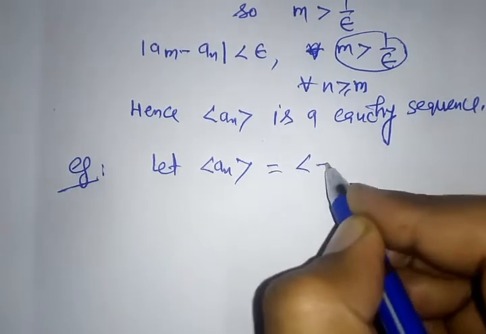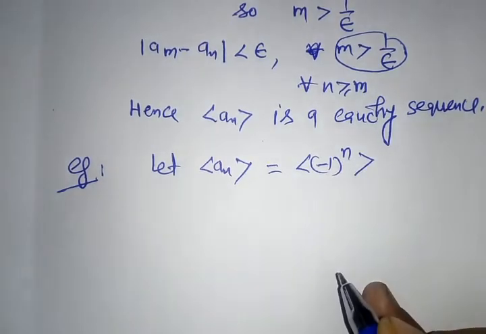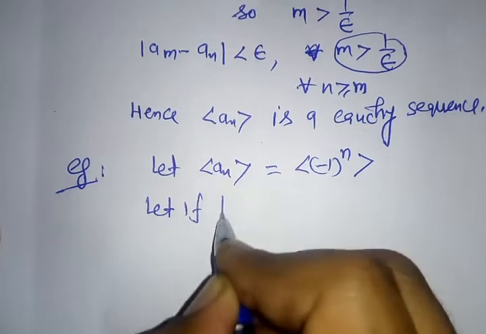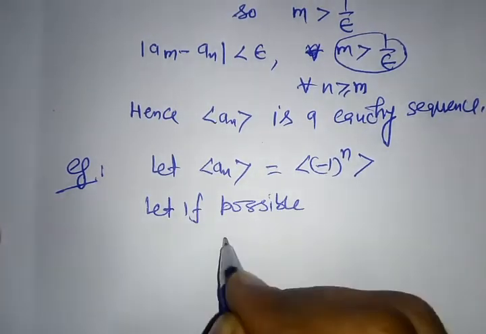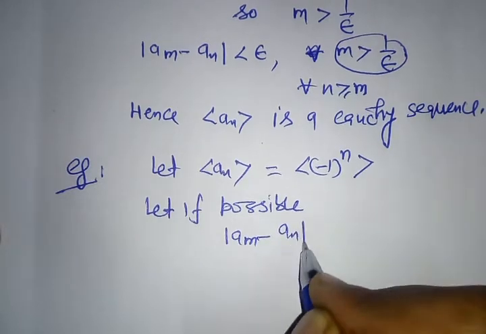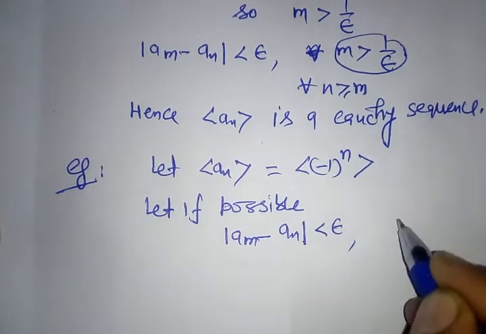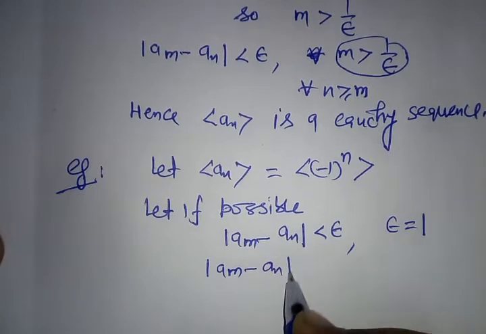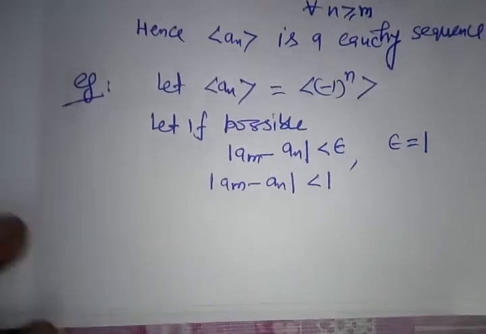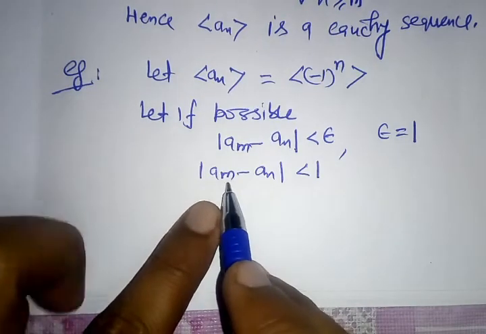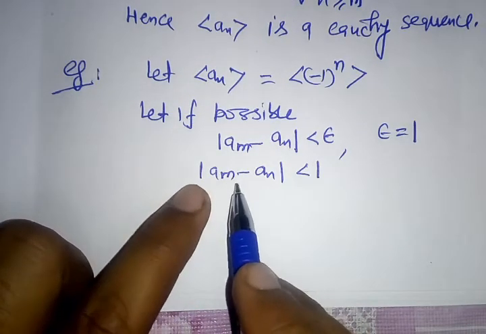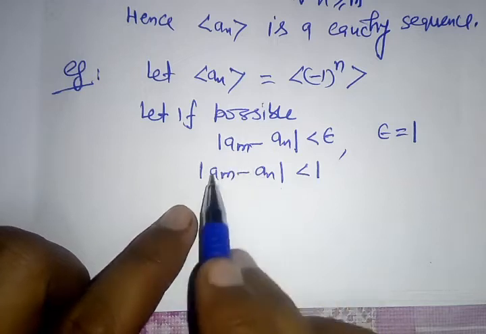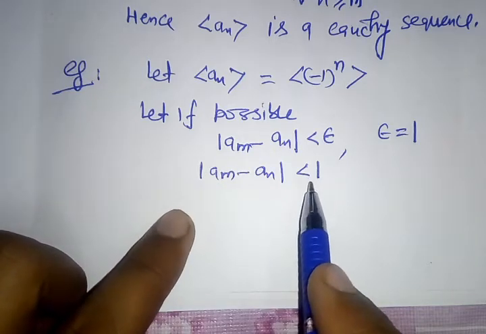Next, another example. Let the sequence a_n be equal to (minus 1) raised to the power n. Let, if possible, mod a_m minus a_n be less than epsilon. And suppose epsilon equals 1, then what can we write? Mod a_m minus a_n is less than 1. So if after m, that is for all n greater than or equal to m, the difference for each term is less than 1, then we want to check this.